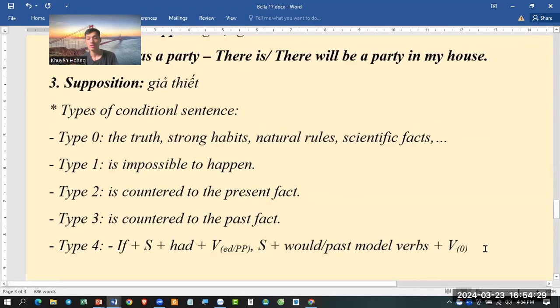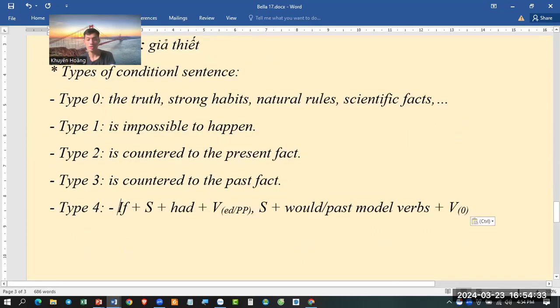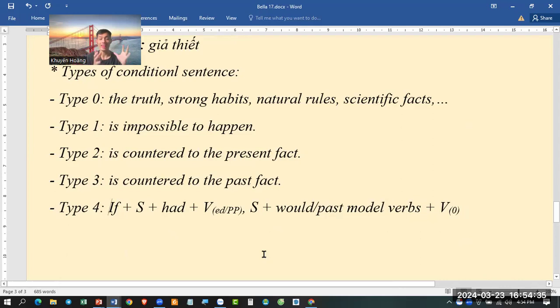Okay, so let's talk about this. The condition is the counterfactual in the past, but the result is the counterfactual in the present. I'm going to give you an example here to make it easier to understand.